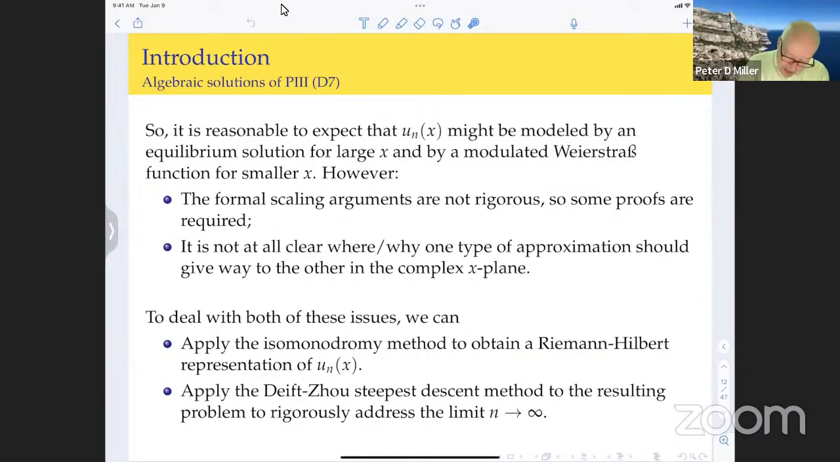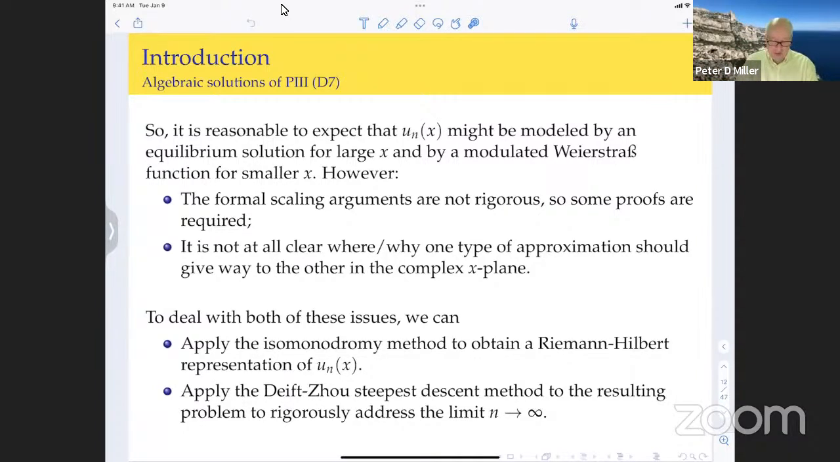But you know, the formal scaling arguments are not at all rigorous, of course, and some proofs are going to be required. And it's also, I have to say, even if that's not your concern, it's not at all clear from what we just discussed where or why one type of approximation should somehow give way to the other in the complex plane of the original independent variable x. Why should we switch from elliptic behavior, Weierstrass behavior, to something that's like constant equilibrium behavior?